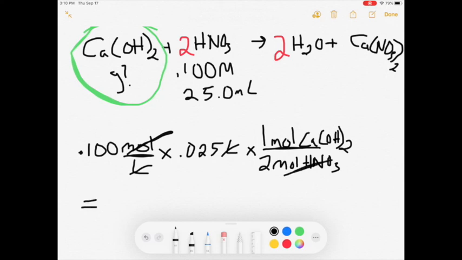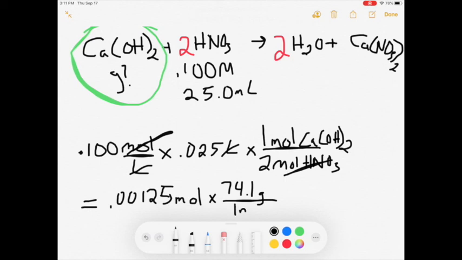Our moles of our base are 0.00125. Then using the molar mass of calcium hydroxide, which is 74.1 grams per 1 mole, I get 0.0926 grams of calcium hydroxide are needed to neutralize my nitric acid.